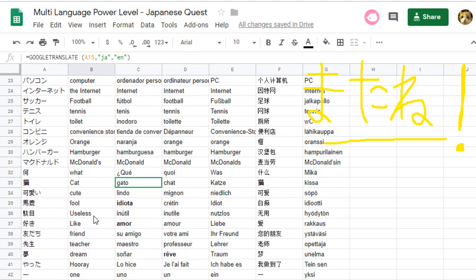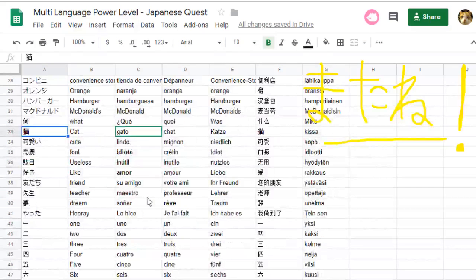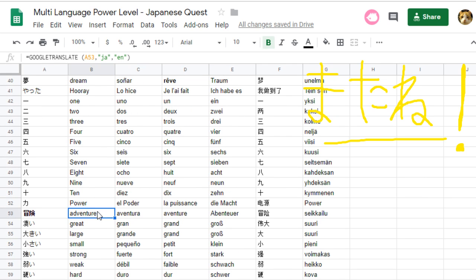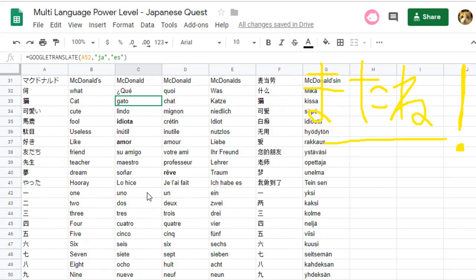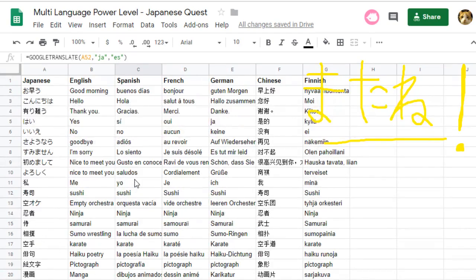We voted earlier at the beginning on cat. Which of these words most captures the idea of cat for some reason. Neko and also Chinese won. Maybe the kanji itself won. We also did the word for idiot, in this case the Spanish one, idiota. Also the Spanish one for like, amor. For adventure, boken, the Japanese one. So we had some fun voting on some different words. Which word most captured the feeling of that word in that language? That was the beginning of the stream.